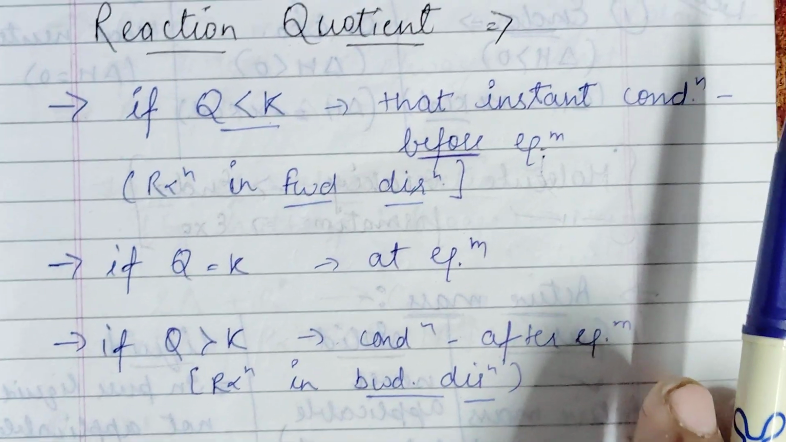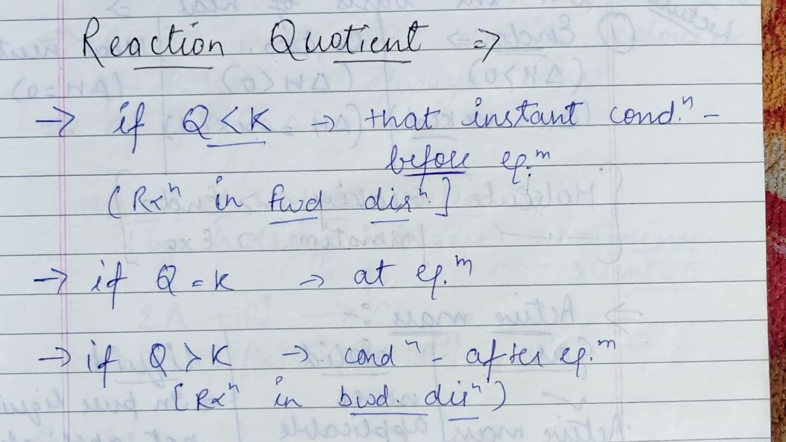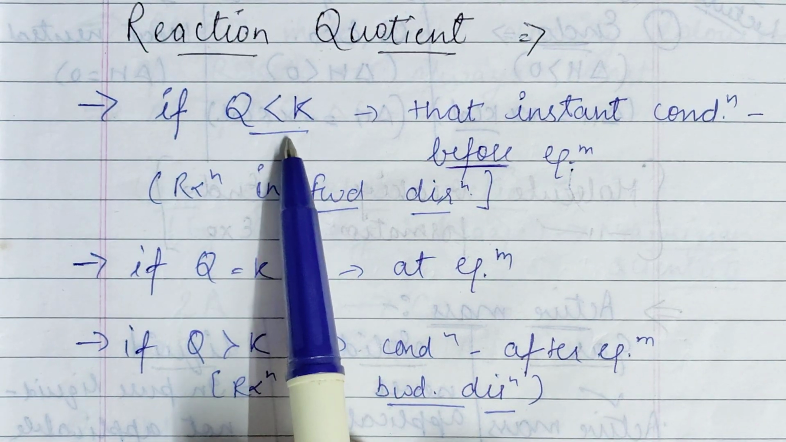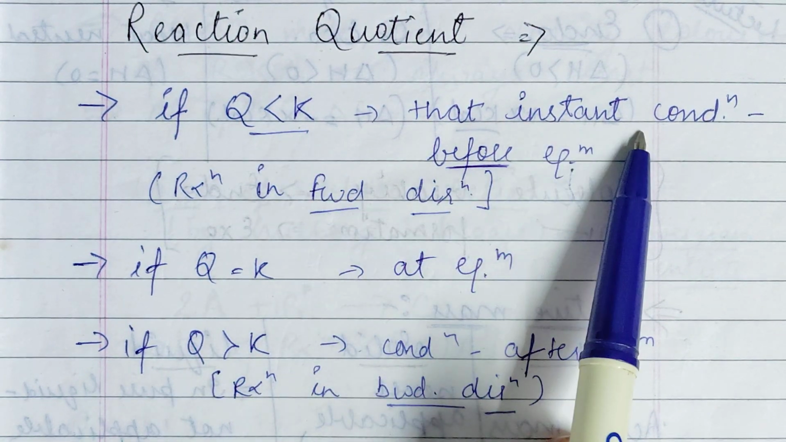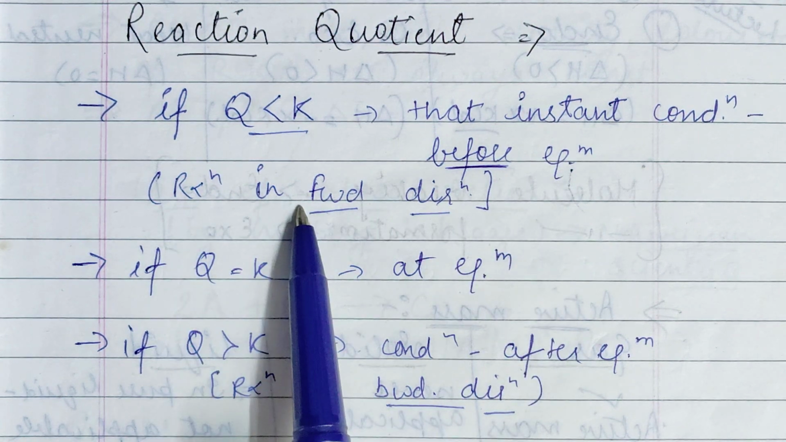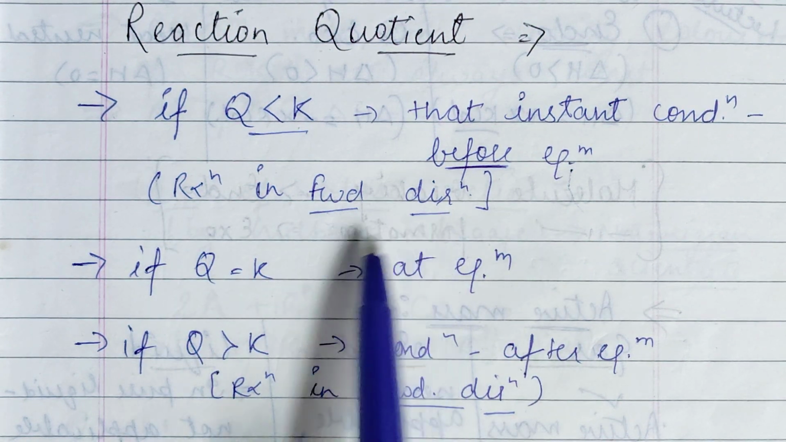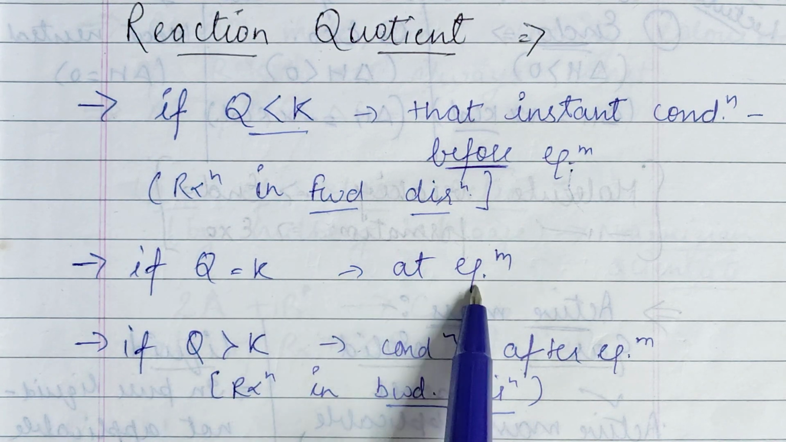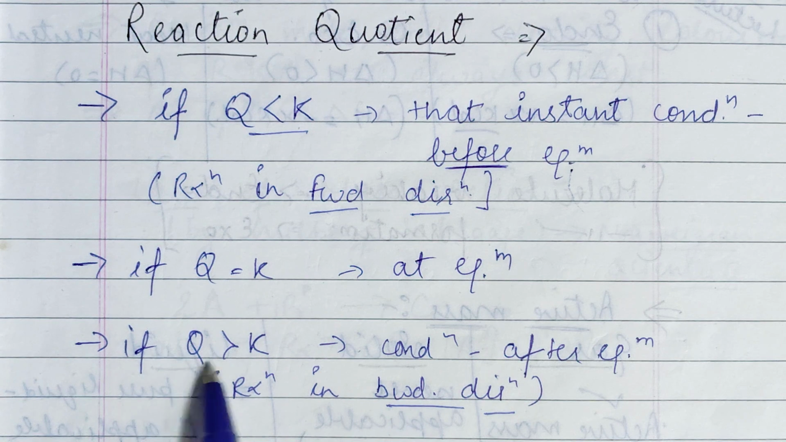Next is the reaction quotient. If Q is lesser than K, that is the instant condition before equilibrium, and the reaction is in the forward direction. If Q equals K, it is at equilibrium. If Q is greater than K, it is the condition after equilibrium, which means the reaction is in the backward direction.